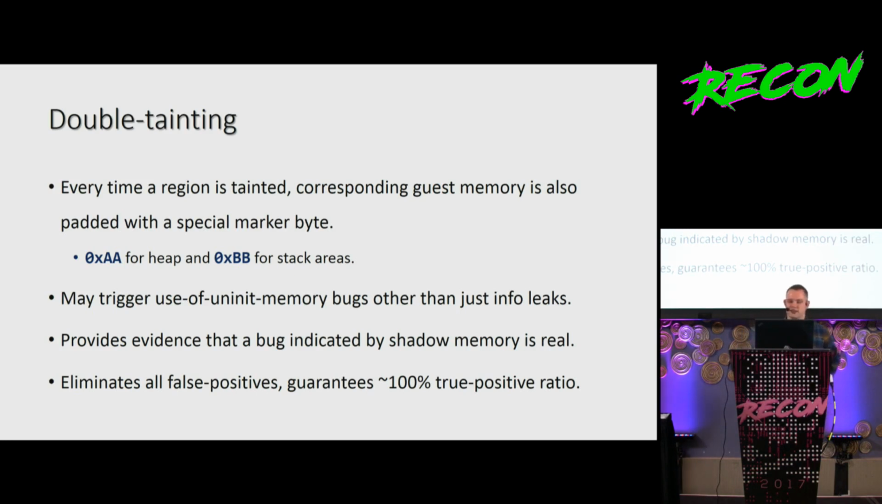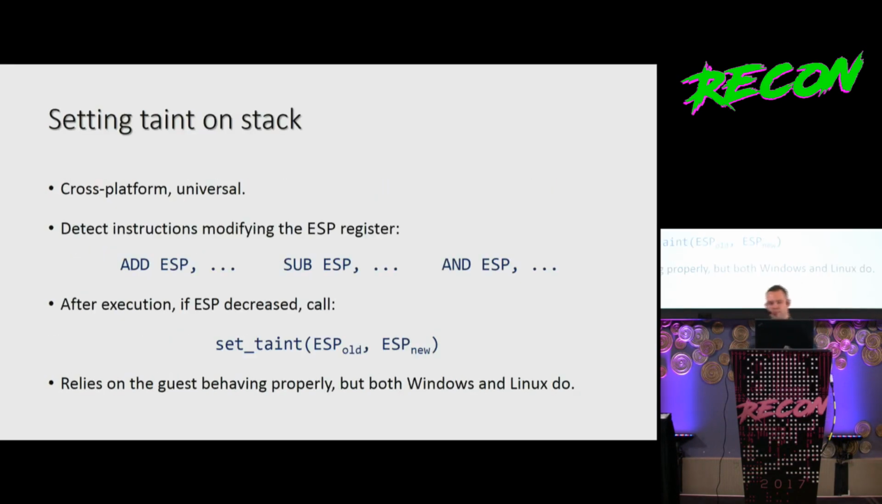So this gives us a couple of advantages. First of all, we may actually see some bugs which are not related to just memory leaks, but regular usage of uninitialized memory. It provides us evidence that the bug indicated by shadow memory is actually real, because we can see that the bytes that were set during allocation are still set to this original value at the time of the leak. And thanks to this, it also eliminates almost all false positives that we can think of.